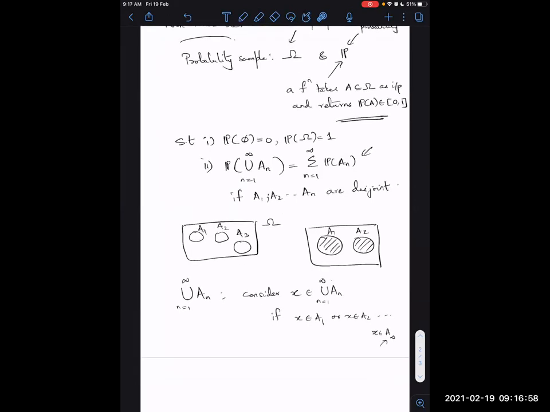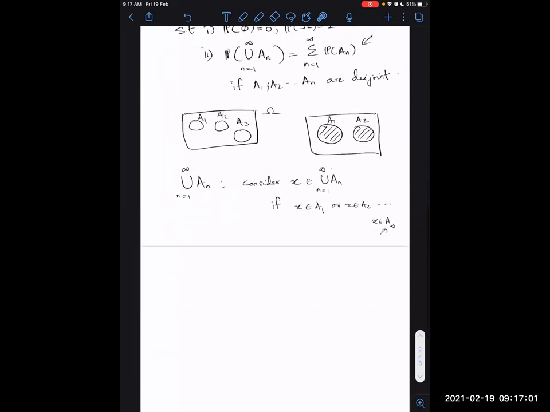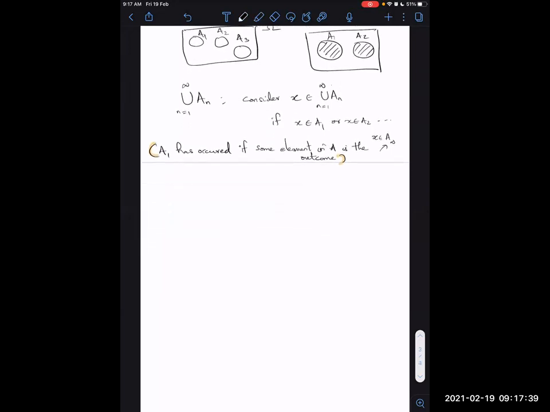Okay, and also just a simple point to note, you say that an event A1 has occurred. So A1 is an event, and A1 has occurred if some element in A1 is the outcome. Do keep this in mind, because it's easy to confuse between outcomes and events. This is an important point, which is simple, but it can lead to confusion.